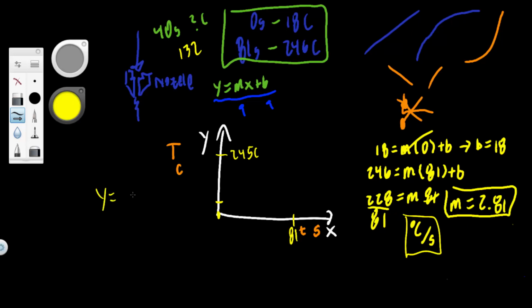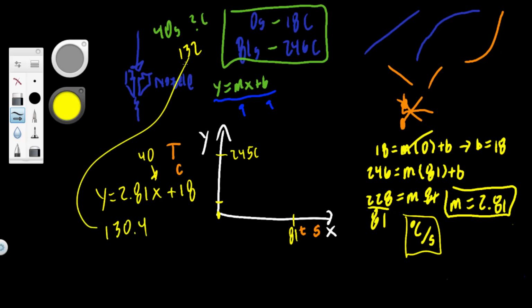We have y equals mx plus b, and let's calculate this at 40 seconds. 2.81 times 40 plus 18 gets us 130.4 degrees. That's not bad at all. I am surprised at how well it fits, so it might be linear. In the future I'll make another video where we measure out more of this data.